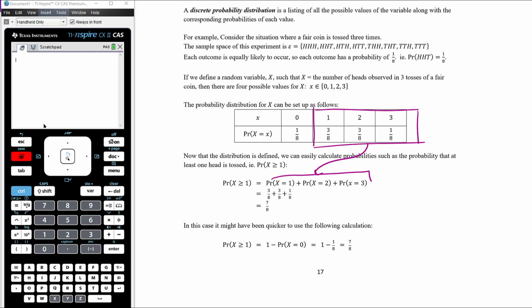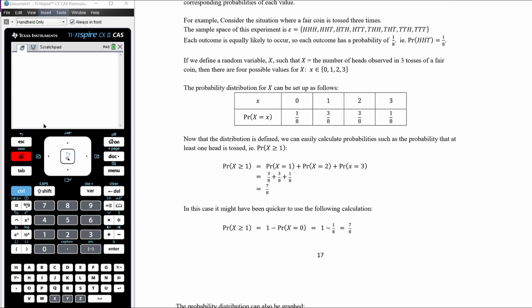In that case, it actually would have been quicker, rather than adding 3 probabilities, to realize we're actually adding up everything except for this outcome. So the probability that x is bigger than or equal to 1 is the same as 1 minus the probability that x equals 0, and so just 1 minus 1/8 would be 7/8. So think about whether it's quicker to add up the outcomes that you're interested in or to subtract the outcomes you're not interested in from 1.